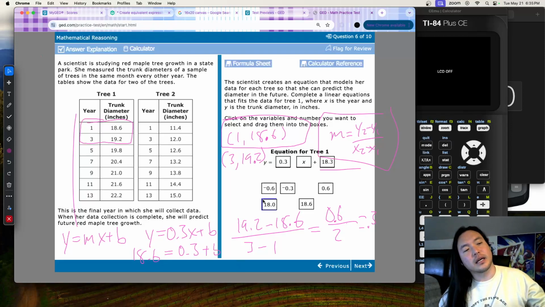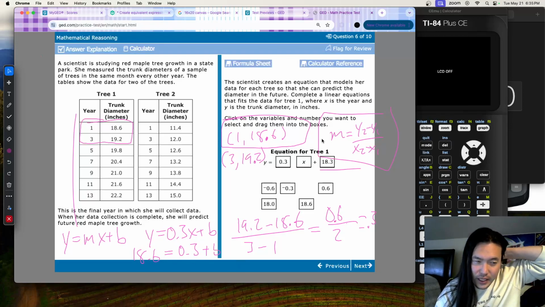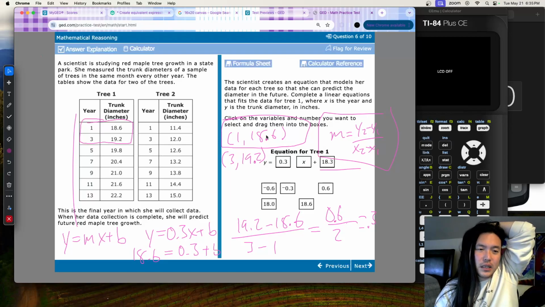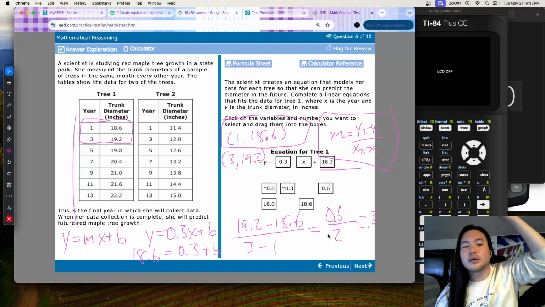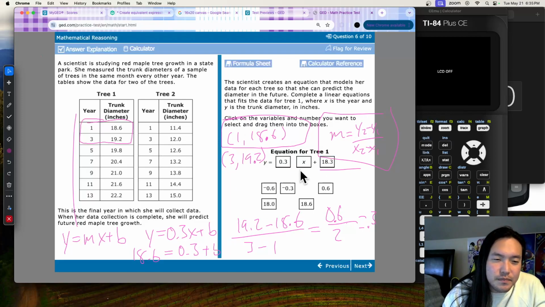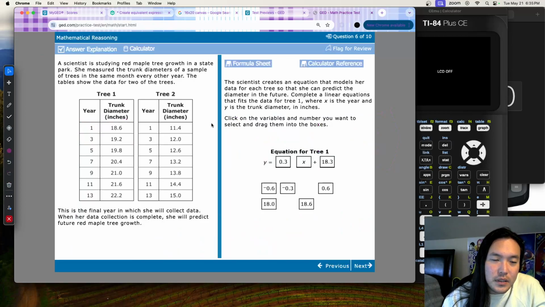Again, it looks complicated because there's so much data and so many instructions. But at the end of the day, this is a basic pre-algebra problem. They give you some data. They want you to find the linear equation that represents the data. This is the technique. You calculate the slope, plug in the numbers, calculate the y-intercept. And then they also have this really fancy drag and drop situation here, which you have to handle. It's not crazy. It's definitely not rocket science. It's math. It's high school level math.